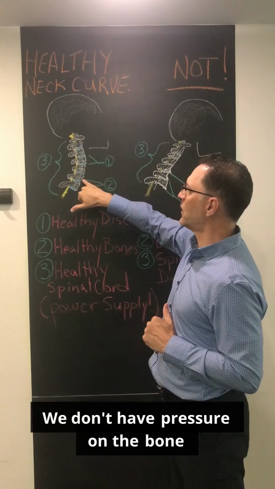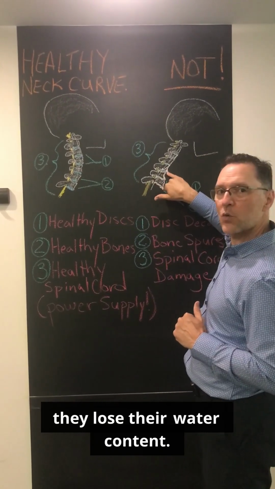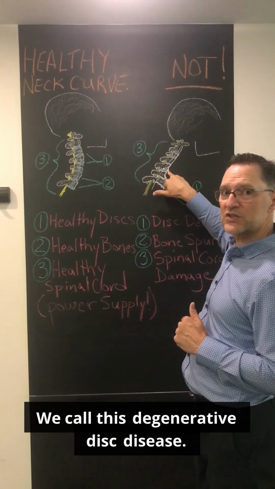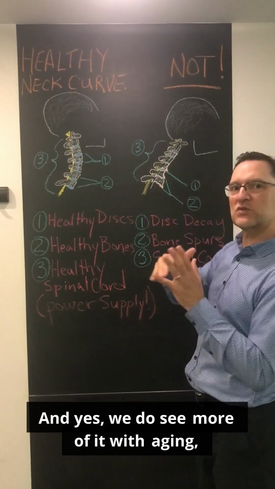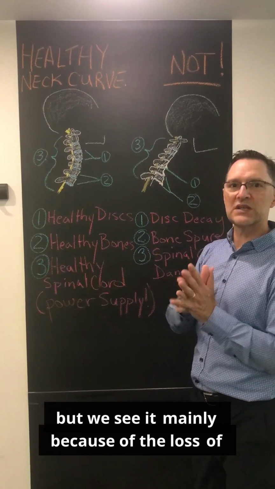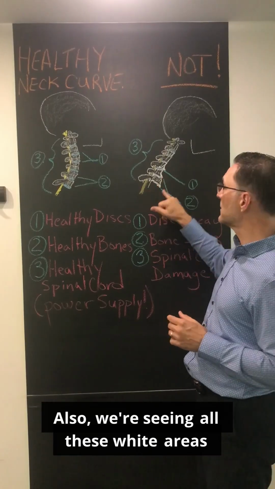We don't have pressure on the bone, because when we have pressure on discs, they lose their water content. We call this degenerative disc disease. A lot of people think of that as being an aging thing. And yes, we do see more of it with aging, but we see it mainly because of the loss of appropriate curve in the spine.